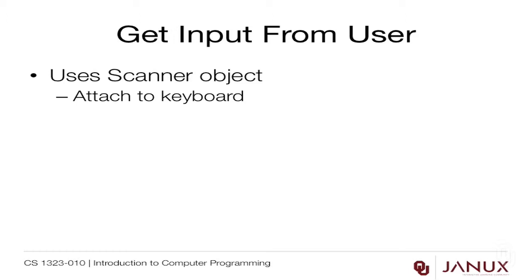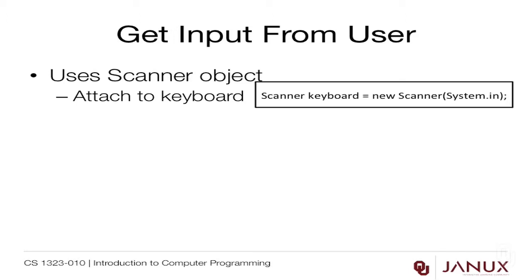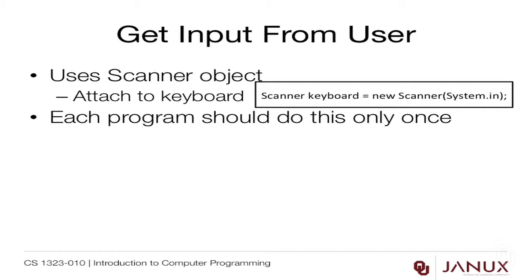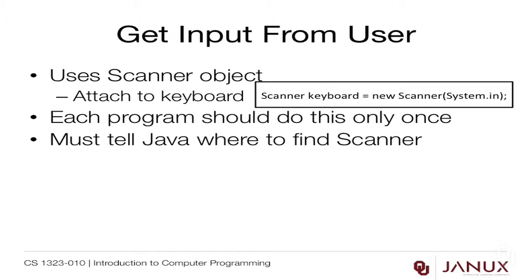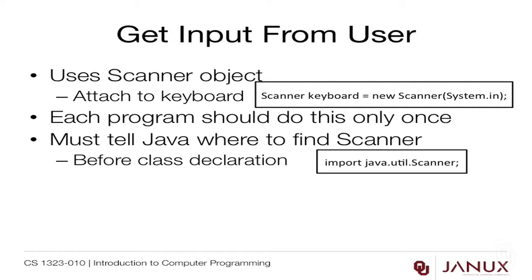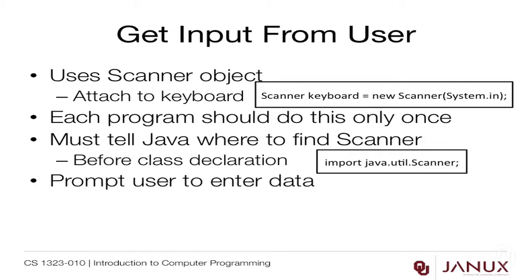Now this uses a Scanner object, which is attached to a keyboard. So that looks like this. Scanner keyboard = new Scanner(System.in). So there you're saying create a keyboard object so that I can get input from my keyboard. Each program should do this only once, and that turns out to be important. The other thing is we have to tell Java where to find the Scanner. We do that before the class declaration, that is before the public class line that we wrote earlier, and it looks like this. import java.util.Scanner.